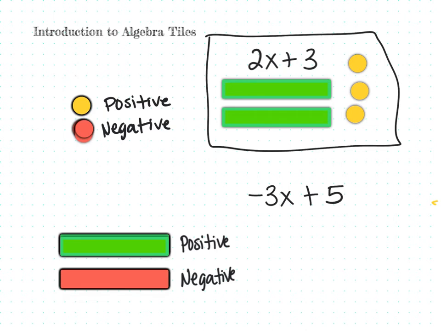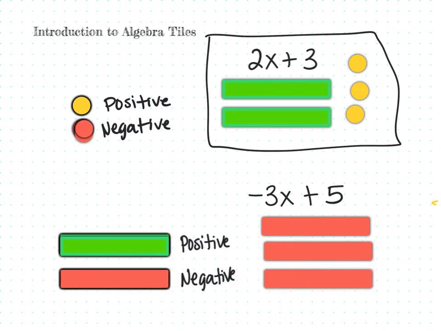In the second example, I have 3 negative variables. So I'm going to pick my red tiles because those are the ones that mean negative. And then I have 5 positive constants. So I'm going to take 5 positive constants. And that's how I would model negative 3x and then plus 5.